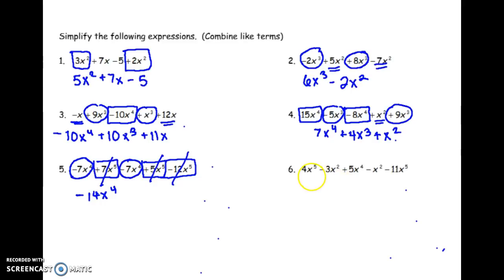Okay, number 6, we are going to get, and I'm going to look here, we've got 4x to the 5th and negative 11x to the 5th. So we've got negative 7x to the 5th. Okay, then we've got plus 5x to the 4th. There's nothing to combine that one with. But here we've got a negative 3x squared and a negative x squared. That will give us a negative 4x squared.